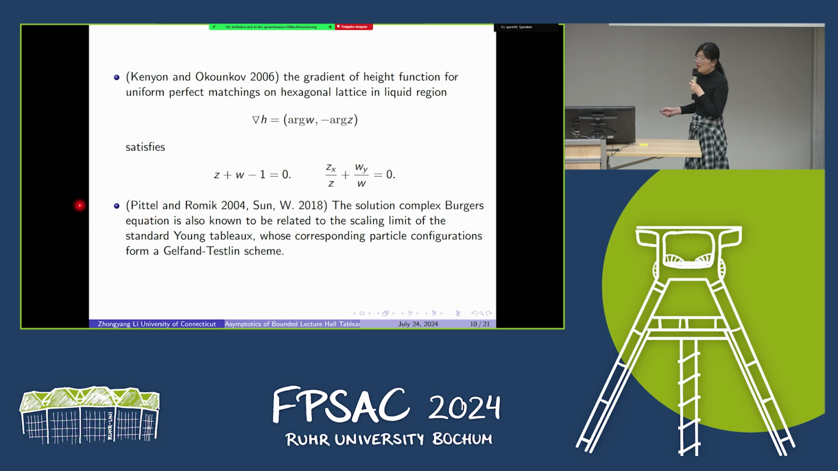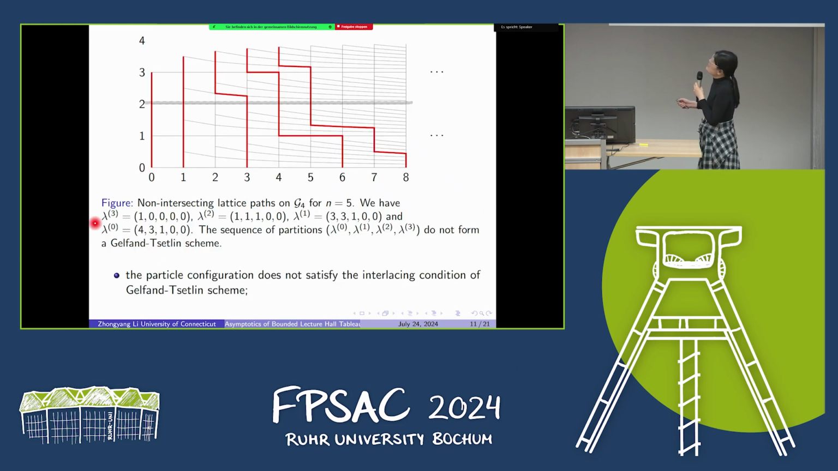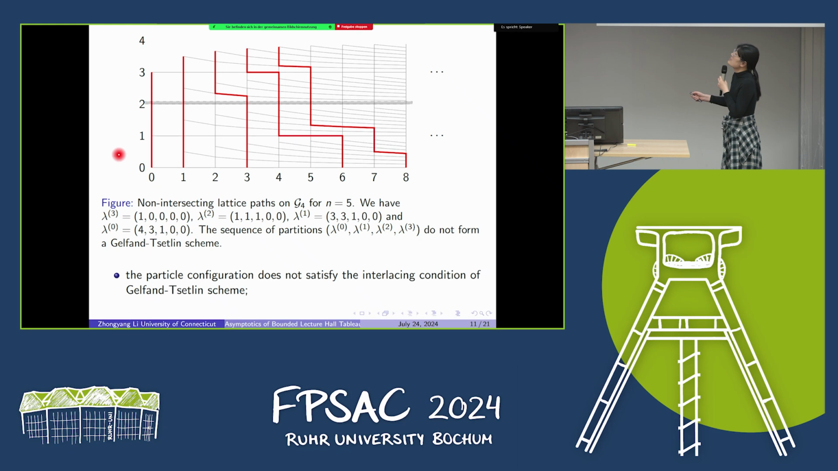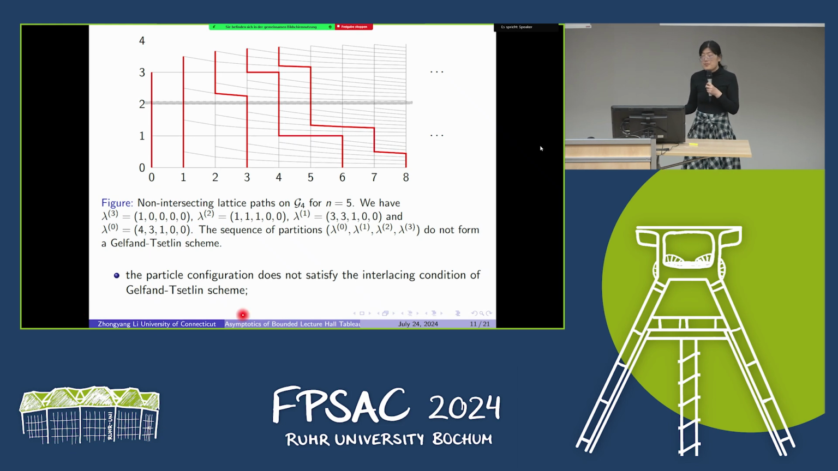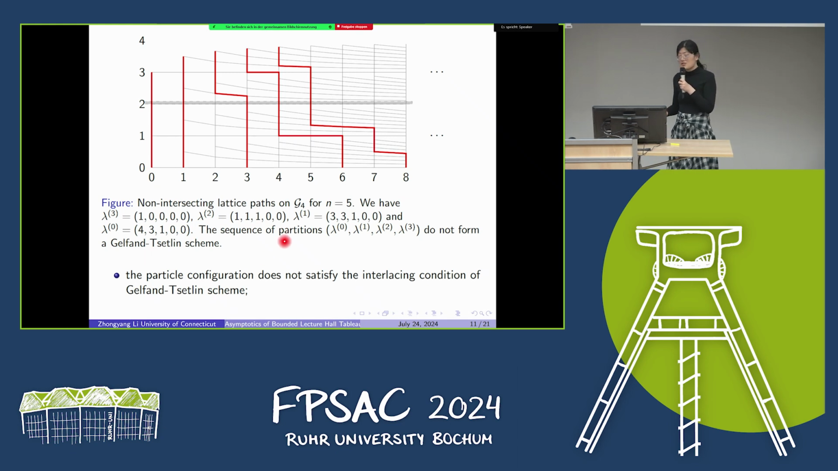Young tableau. However, for this standard Young tableau, the corresponding particle configuration forms a Gelfand-Tsetlin scheme. In our case, if we have a lecture hall tableau, we can associate particle configurations, or random partitions, at each level, but the associated particle configurations or random partitions do not form a Gelfand-Tsetlin scheme because it does not satisfy the interlacing condition of the Gelfand-Tsetlin scheme.